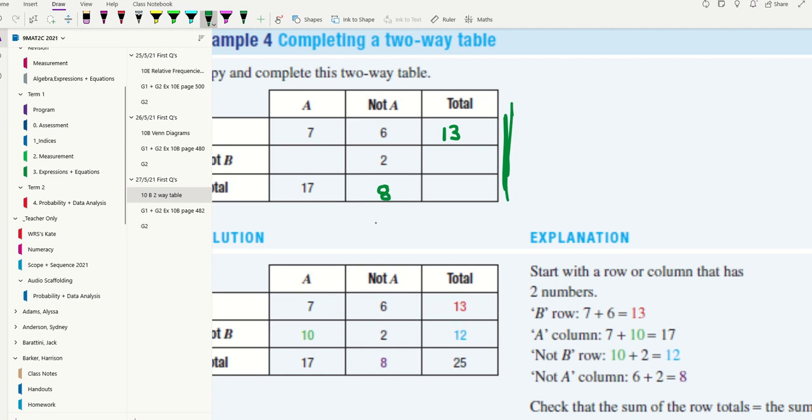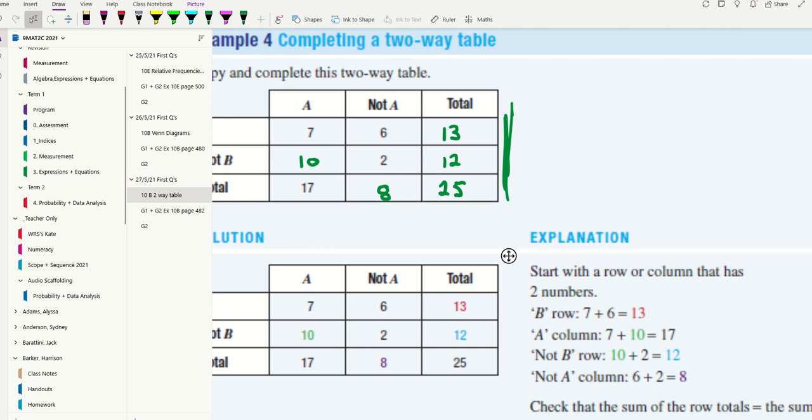So I can add those two totals together and get 25. I can now come up. I've got 13 plus something equals 25, is 12. And then I've got something plus 2 equals 12, is 10. And I can just quickly check all my totals.